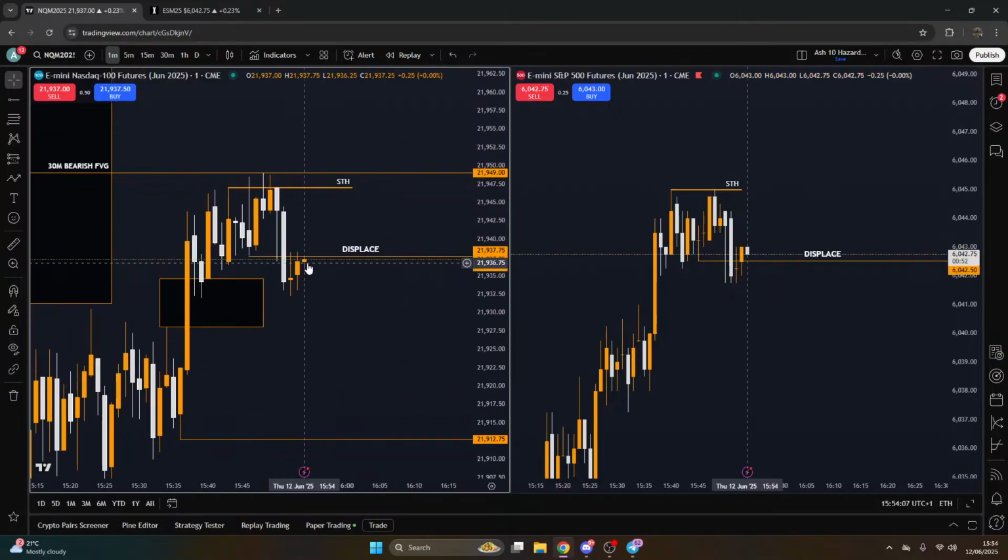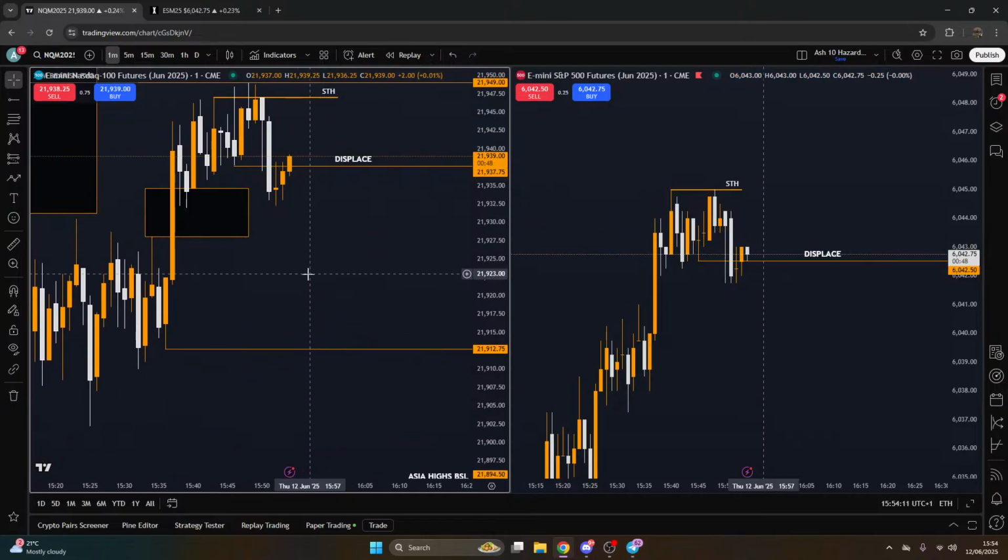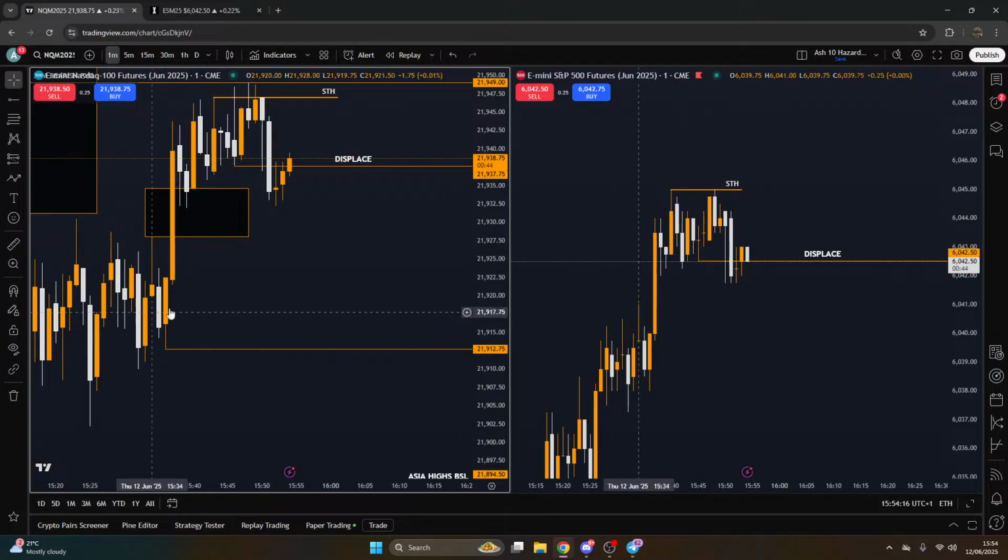So yeah, this is what I wanted to see. I want us to come back up a bit higher because I don't want to come too low. Because like I said, if we take this low here, I won't be taking shorts. So this will be like a sweep of minor sell side.